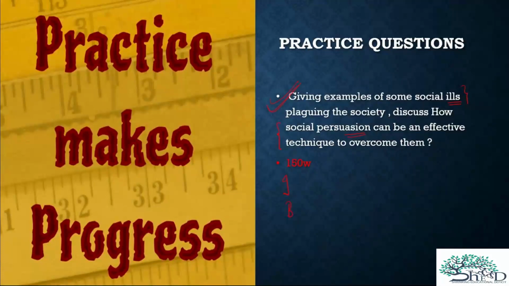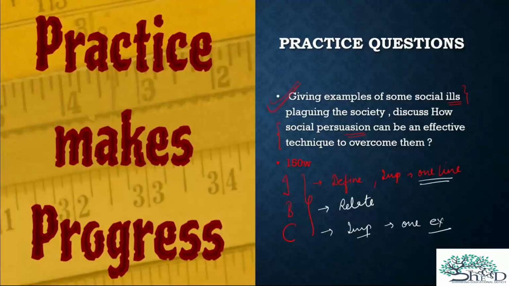We will obviously follow the IBC structure: introduction, body and conclusion. In the introduction, we'll first define it and give its importance in one line. Next, in the body we'll discuss and relate both of them, how social persuasion can be used to overcome social ills. Then in conclusion, again we'll show its importance and we will end with one example, because it is specifically asked that you have to mention examples.